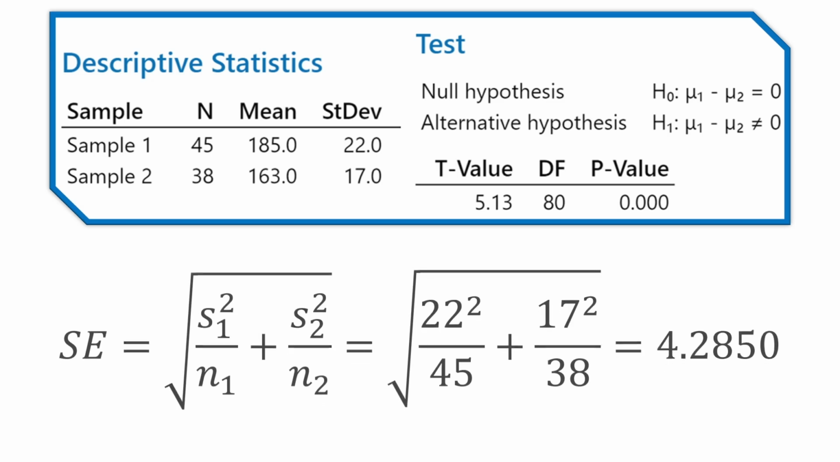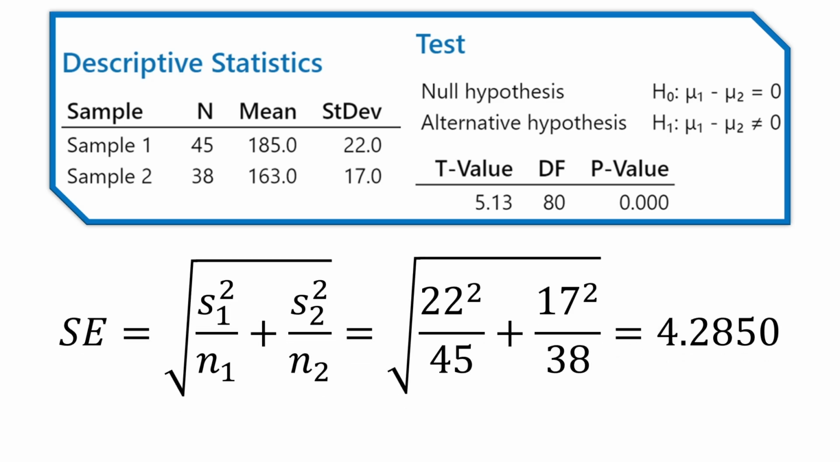So here, I'll just show you how the numbers are plugged in. So you can check, so where do we get these? The numbers on top of each fraction come from the standard deviation. So you can see in the descriptive statistics where the sample standard deviations are. And of course, those numbers need to be squared. The numbers on the bottom of each fraction come from the column called n, which means sample size. And so we can calculate each of these fractions, add them together, and take a square root. We get a standard error of 4.2850.